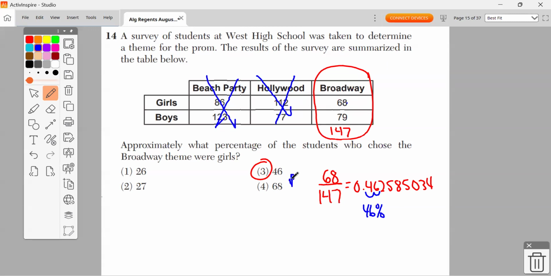Remember, you always do the part over the total. All right, so 68 over 147, top divided by bottom, you get that big long decimal. And if you round by moving the decimal point over 2 places, you get 46 point blah, blah, blah percent. That's really closest to 46. Notice that it said approximately, so you're not going to get that exact number.